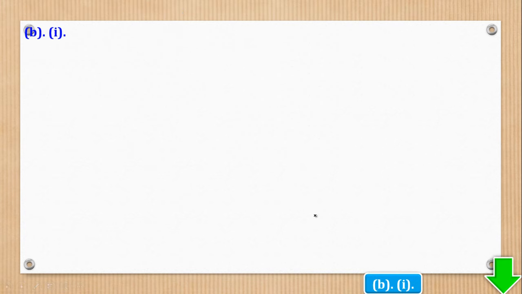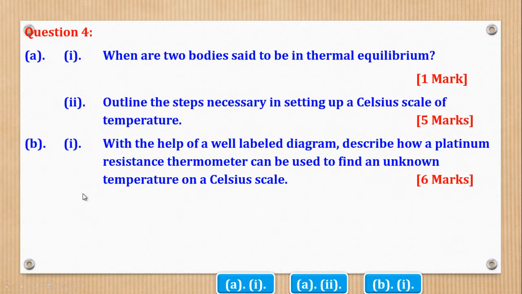Then part B, Roman 1. Part B, Roman 1 says, with the help of a well-labeled diagram, describe how a platinum resistance thermometer can be used to find an unknown temperature on a Celsius scale.